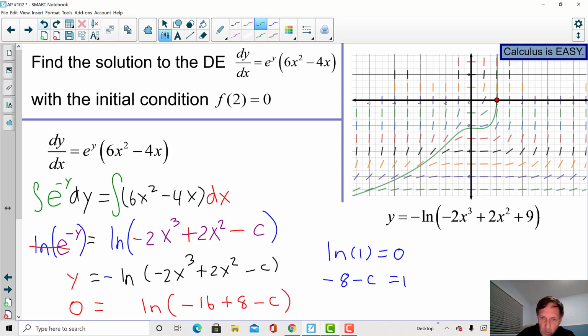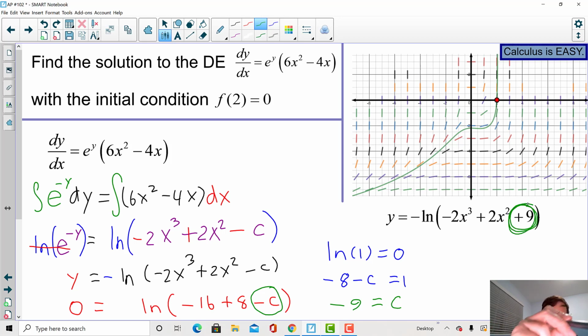We can subtract 1 from both sides. We can add c to both sides. So we get c is equal to -9. But this is a minus c, so it's going to be minus -9. And so that's how we're getting a plus 9 here for our c value.